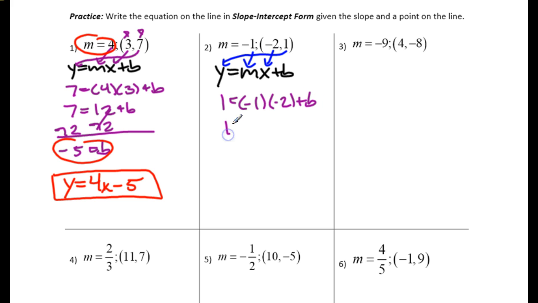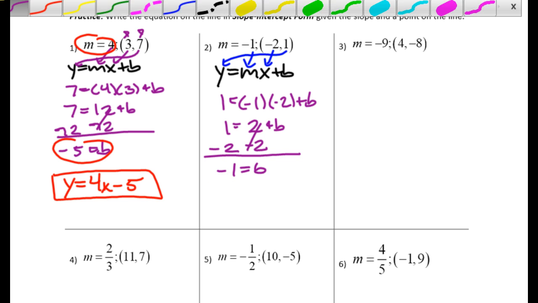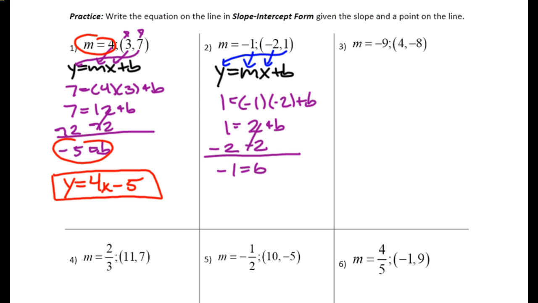And now we start solving. This side's done. -1 times -2 is +2 plus b. Solve for b. Get rid of the 2 by doing -2. 1 minus 2 is -1 equals b. So now once again, why do we do that? Because now I got my b.